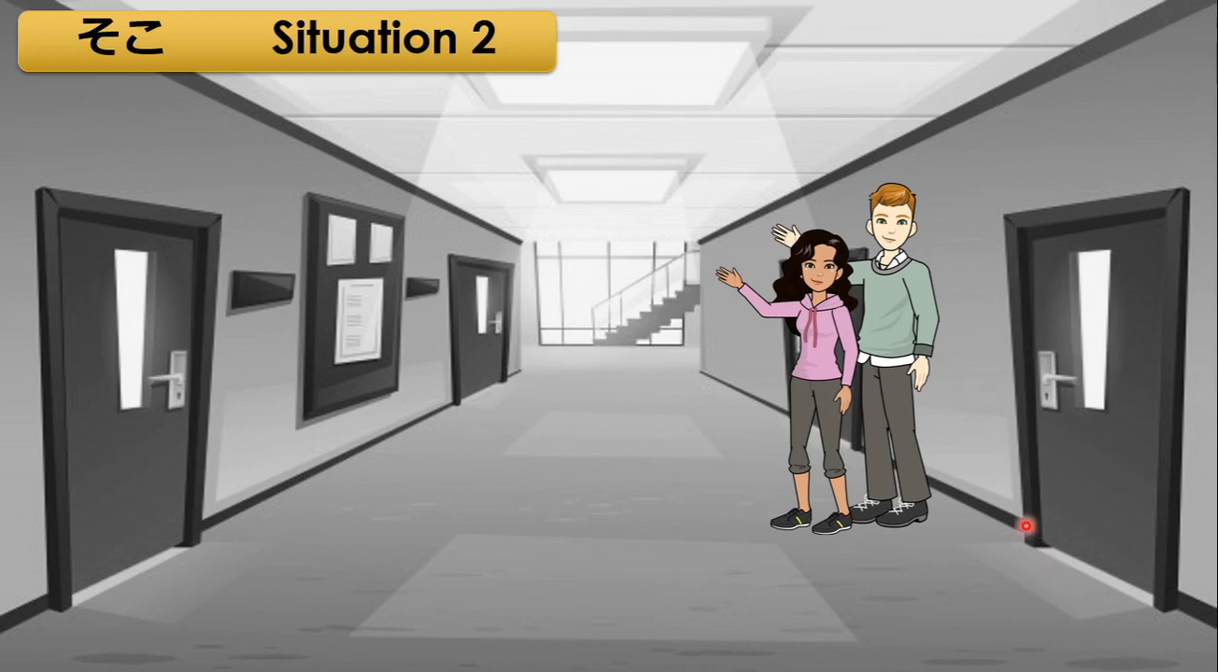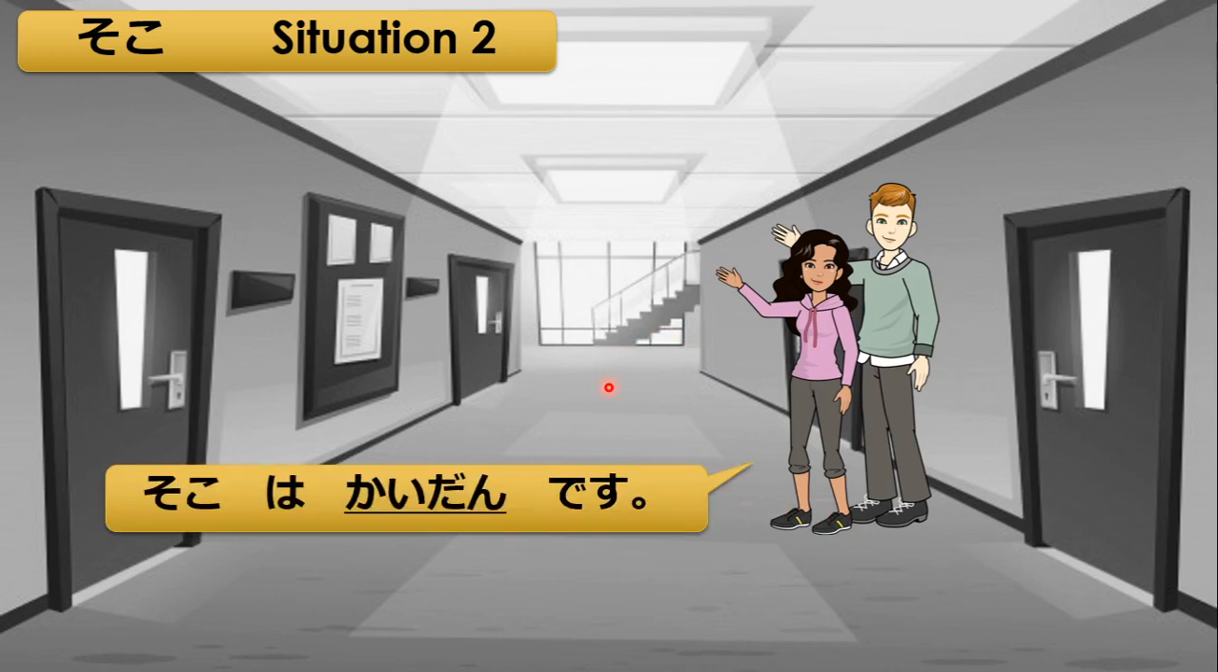In the second situation, when the speaker and listener share the same space, places little far away from them are referred as soko. In this case, they say, Soko wa kaidan desu. That is staircase.